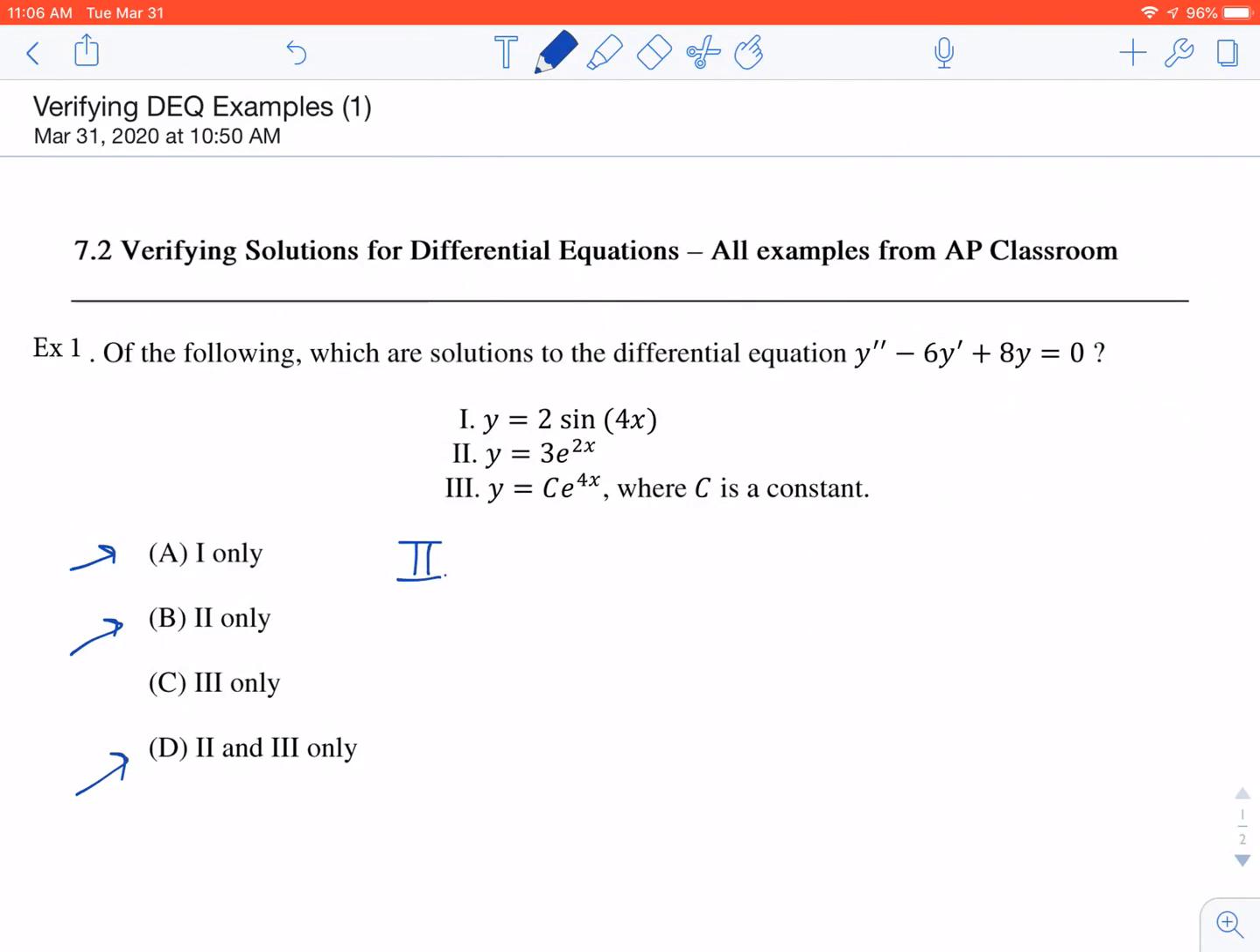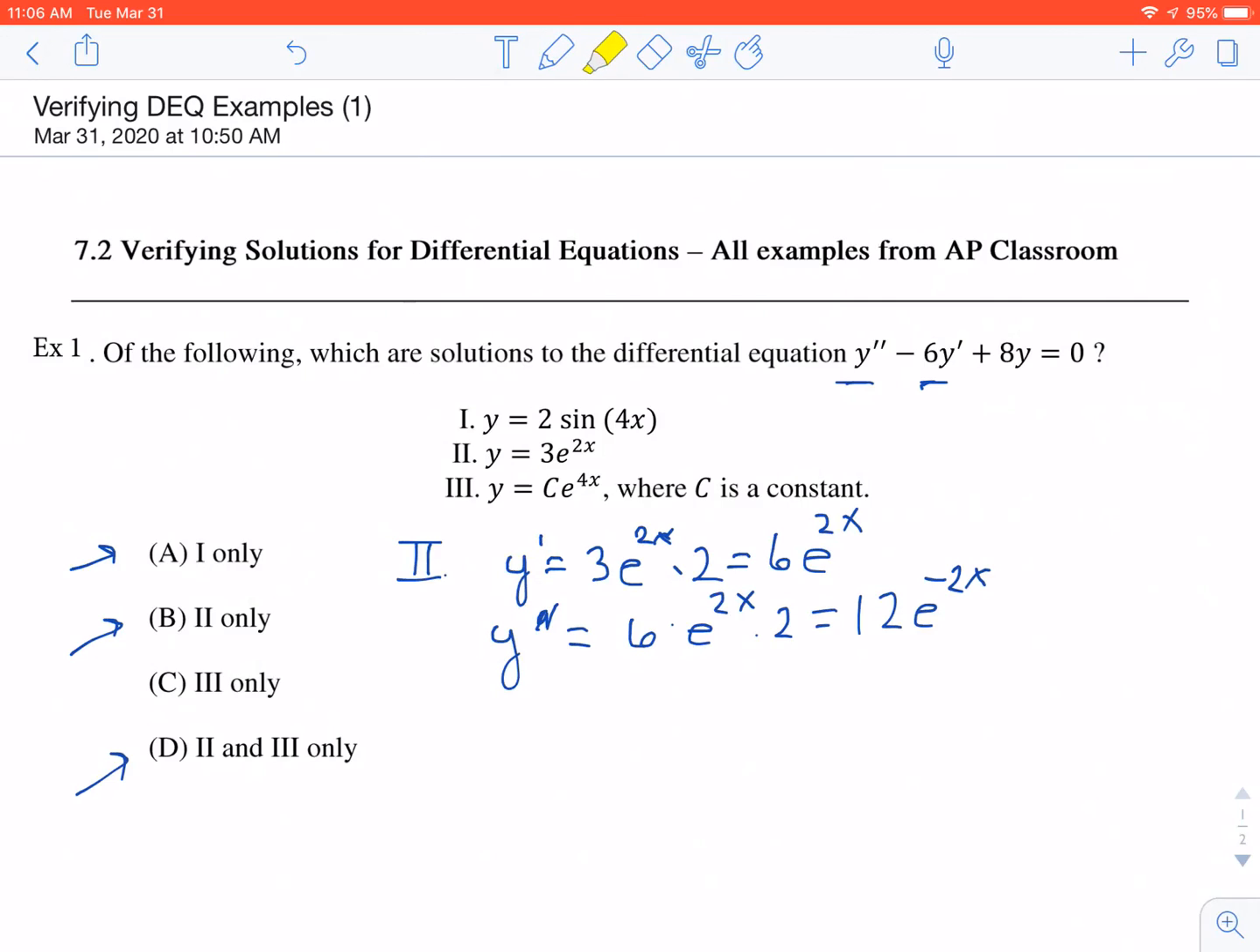So I'm going to go to the second one, and I'm going to check to see if it's a solution. In order to do that, I need to take the second derivative and the first derivative. So 3 e to the 2x times 2, and then the second derivative is 6 times e to the 2x times 2, or 12 e to the 2x.